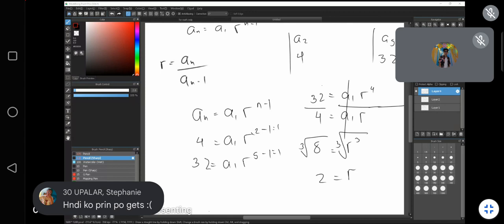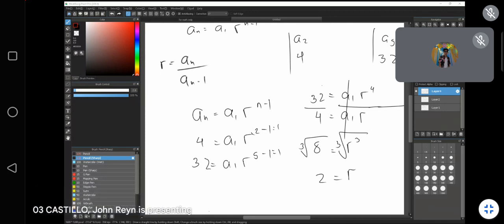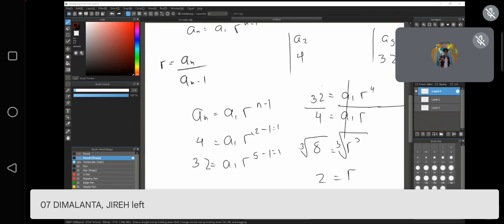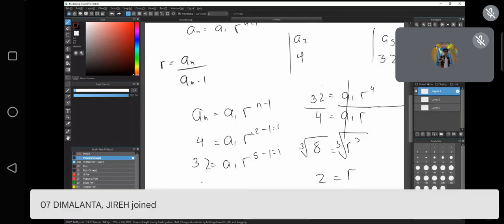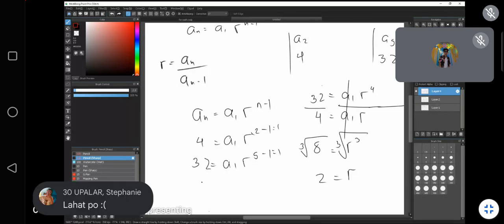You still don't get it? The overall way of getting the roots, like from the very start. So which part exactly? Okay, open your mic, Stephanie. Which part of everything? Okay, so we'll try to go back to the very first.